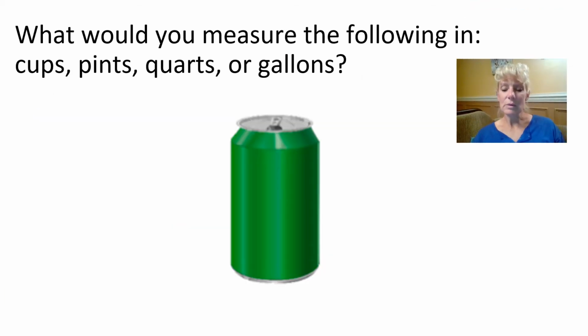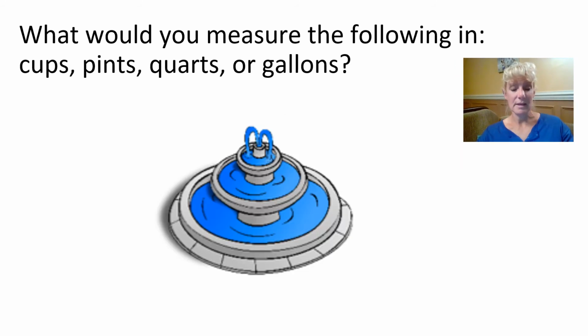And then you can see all the way down to our tablespoons. Now what I want you to do is think about what type of measurement you would use for a can of soda. Would it be better to measure it in cups, pints, quarts, or gallons? Hopefully you answered cups because it's a small amount. The next one is a big water fountain. Would you want to measure that with cups, pints, quarts, or gallons? Obviously, you could measure it with all of them, but what would be the best measurement? If you said gallons, you're correct because it uses a lot of water.